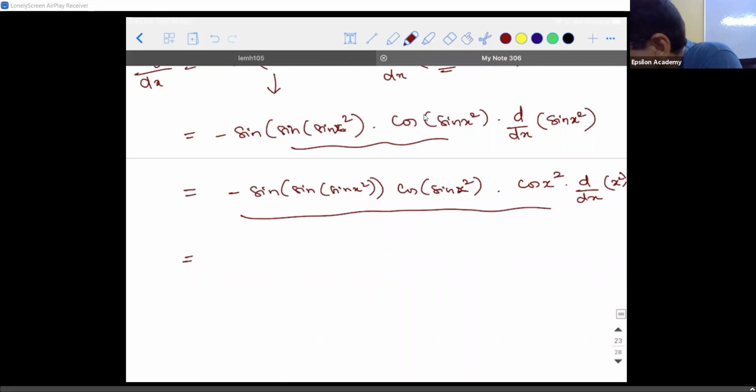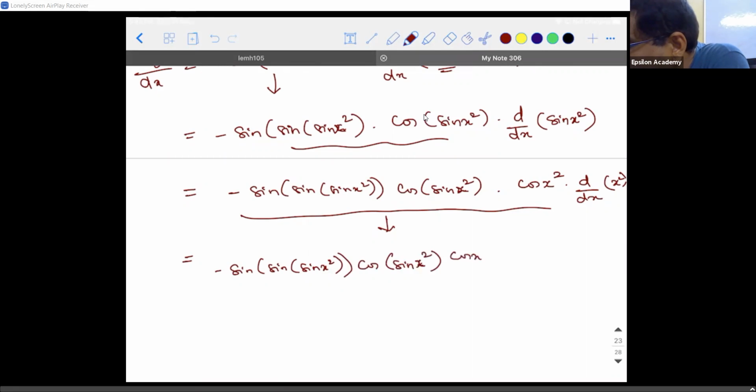So now these three will be undisturbed. You will write it as it is: minus sine of sine x square into cos of sine x square into cos x square into. Beyond this, you cannot differentiate.